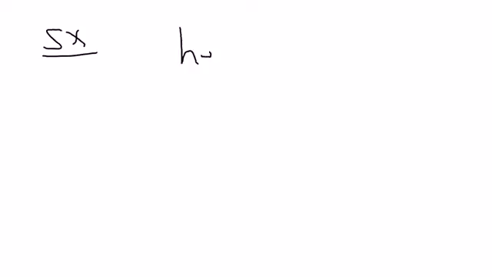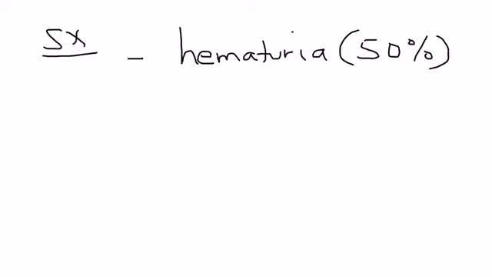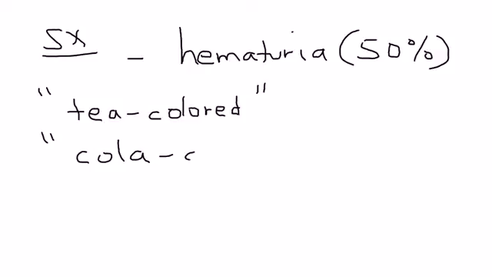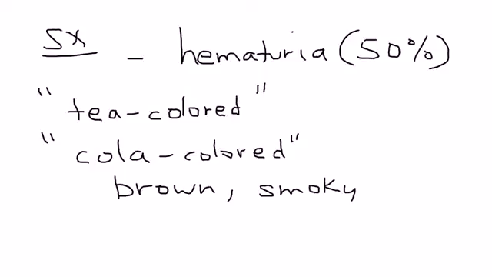So what are the symptoms? Well, a lot of these are related to the kidney damage. Almost half, or half actually, of the patients will have hematuria. And then their urine will actually be a very characteristic color. It won't be the standard yellow color. It's described in many ways. Sometimes it's described as tea-colored or cola-colored. I've seen it described also as brown or smoky. And that's very characteristic of the urine appearance in post-strep GN.